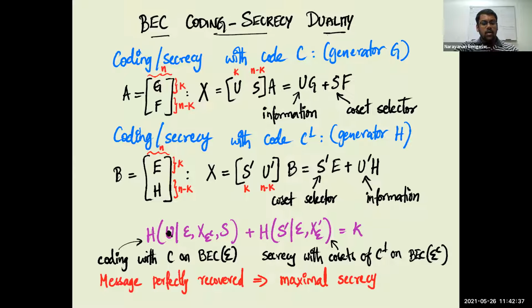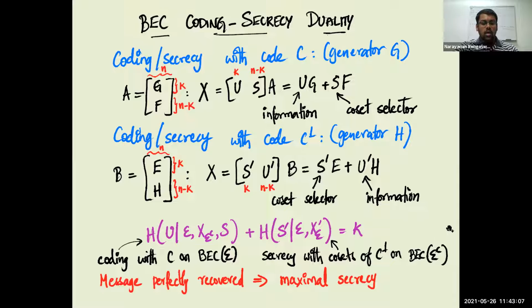So the conditional entropy of the input for channel coding given the unerased outputs, plus the conditional entropy of the secret message for the dual code of the dual channel, sums exactly to k. For intuition, you can see that if this entropy was 0, meaning you can perfectly recover the message, then you also have perfect secrecy because this metric is maximum, being k. And so this is the kind of intuition that can now be generalized beyond the BEC case.